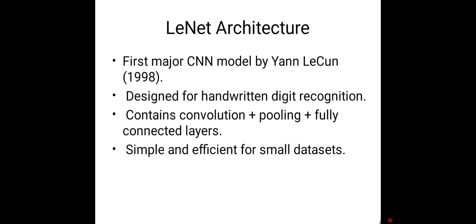Next, we are going to discuss different CNN architectures. The first one is the LeNet architecture. It is one of the earliest and most influential CNN architectures. It was introduced by Yann LeCun in 1998. It is mainly designed for handwritten digit recognition on the MNIST dataset. LeNet uses a simple combination of convolutional, pooling, and fully connected layers. This model proved that CNNs are highly efficient for image-based tasks.